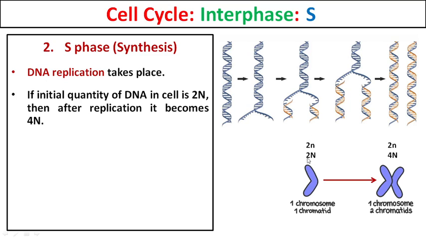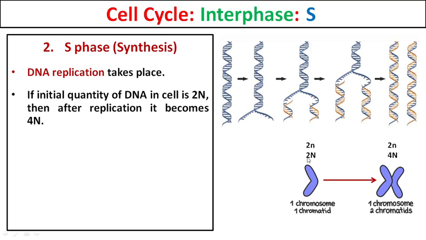And the amount of DNA here is 2 capital N. Here what is shown is one chromosome and this is one single chromatid. After replication, the diploid organism is still diploid. It is not becoming tetraploid. So 2n will remain 2n. Do not make a mistake here. 2n, the diploid organism, is still a diploid organism.